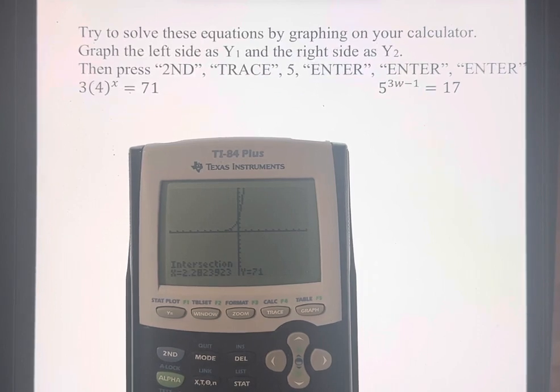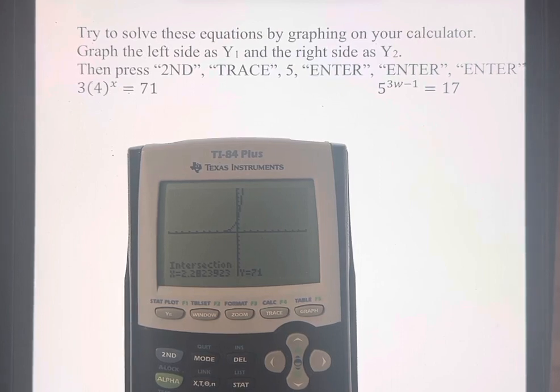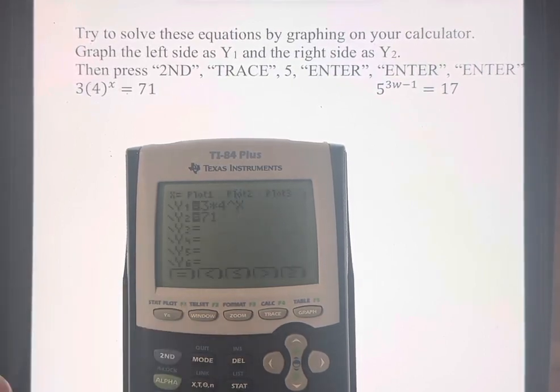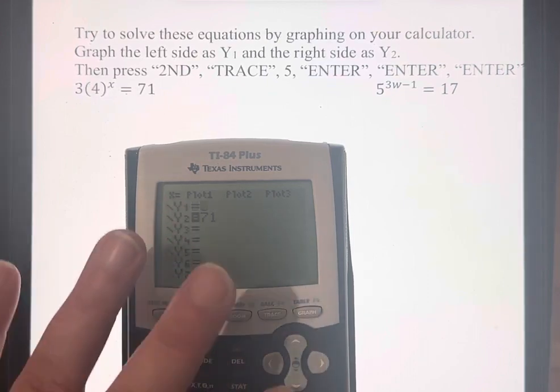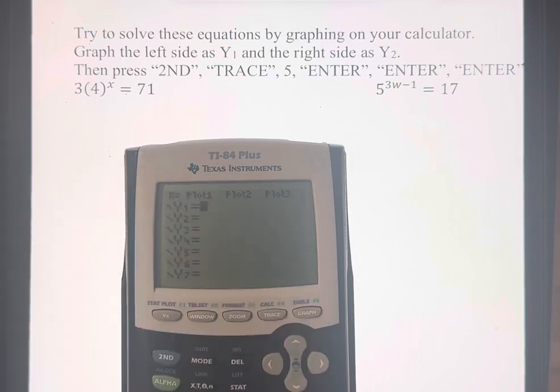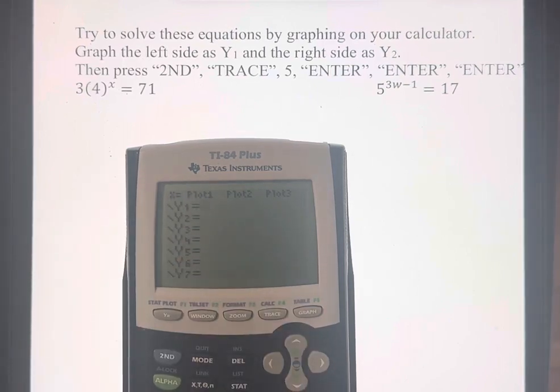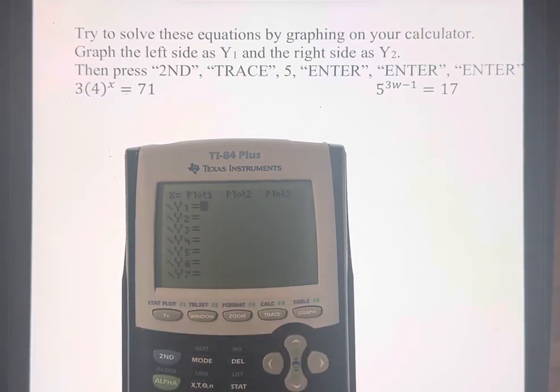Here we have 5 raised to the 3w minus 1 equals 17. We go to our y equals screen. We'll clear out the old equations. On y1, we'll enter the left side of our equation. 5 raised to the, and then it's a good habit to put the whole exponent in parentheses. And instead of 3w minus 1, we put 3x minus 1, like that.